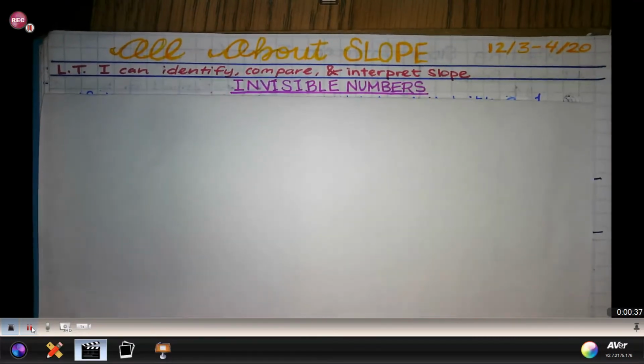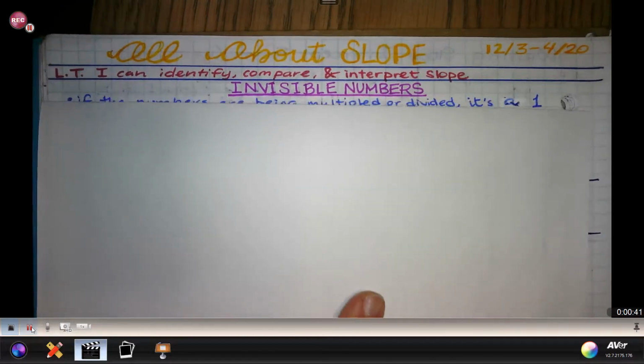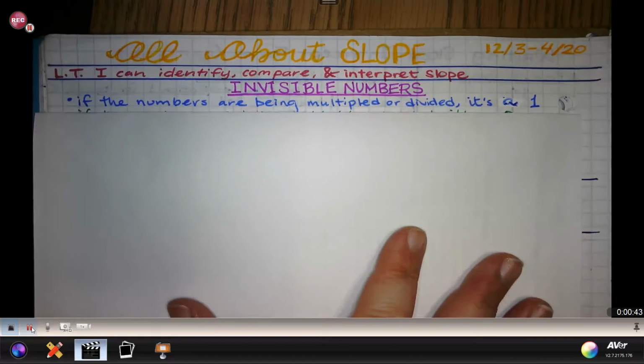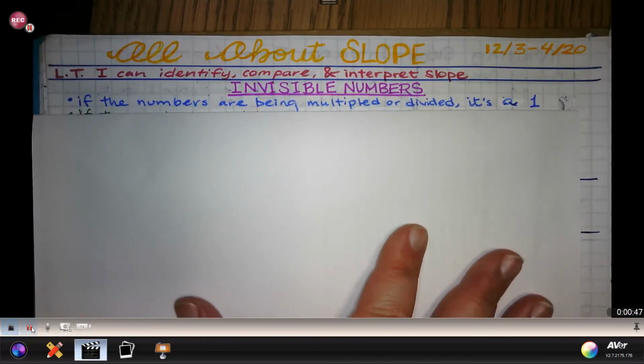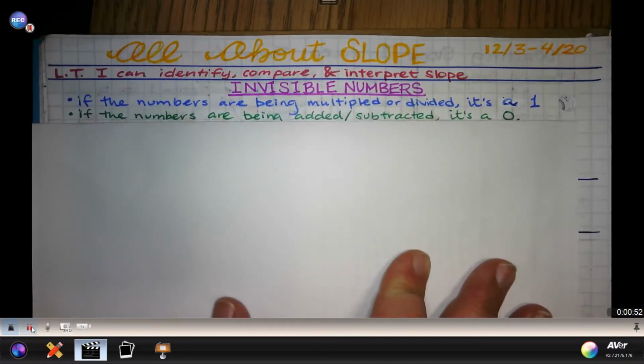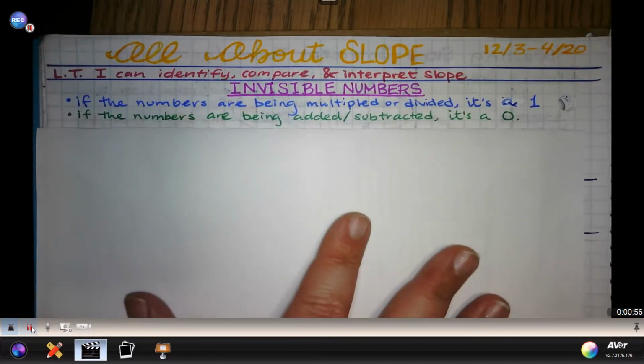So the first one is invisible numbers, and this actually applies to all of slope-intercept form. So the two things that could happen is that if your numbers are being multiplied or divided, that means that the invisible number is the number 1. And if the numbers are being added or subtracted, that means the invisible number is 0. So here are some examples.